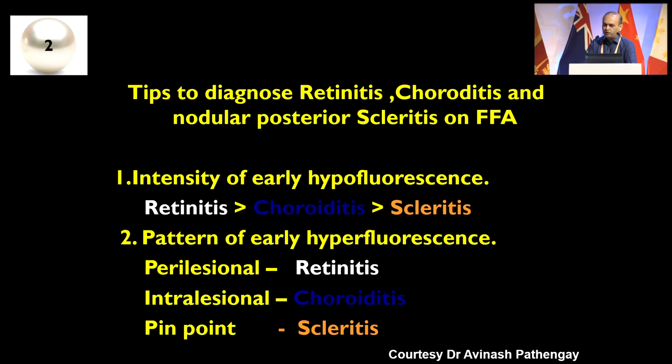How can you identify that? A very important investigation can be an FFA, a fluorescein angiogram. Whenever you are in doubt, it can help you identify whether you are dealing with a retinitis or a choroidal lesion. The things to look for are, number one, the intensity of early hypofluorescence, and then the pattern of early hyperfluorescence. So two things: intensity and pattern. The intensity of early hypofluorescence is maximum in retinitis, followed by choroiditis, and I will show you an example. The pattern of early hyperfluorescence is very important. Retinitis will have a perilesional hyperfluorescence, whereas choroidal involvement will have an intralesional hyperfluorescence.